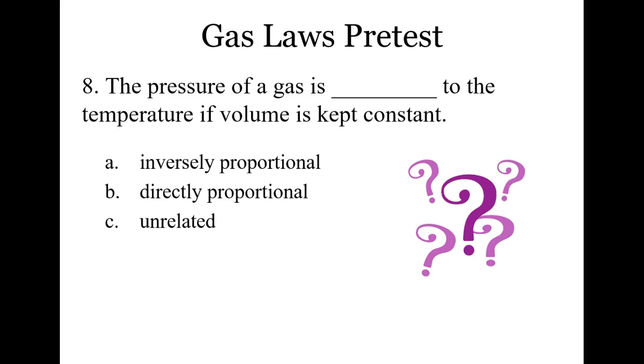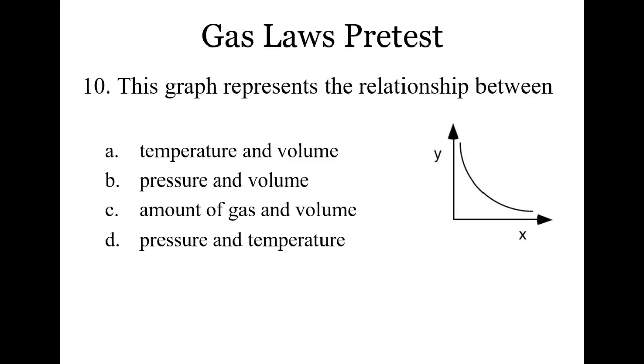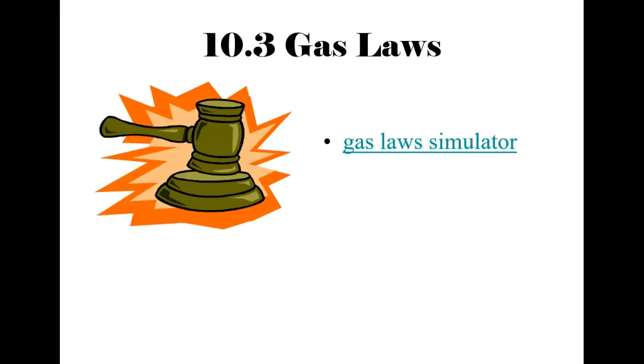Question 8. The pressure of a gas is blank to the temperature if volume is kept constant. So we're talking about pressure and temperature. B, they are directly proportional. Question 9. This graph can be described as A, inversely proportional or inversely related. Question 10. This graph represents the relationship between B. This is pressure and volume. If one goes up, the other goes down.